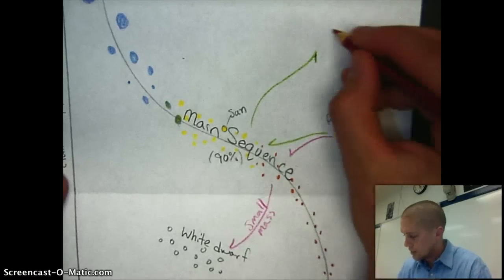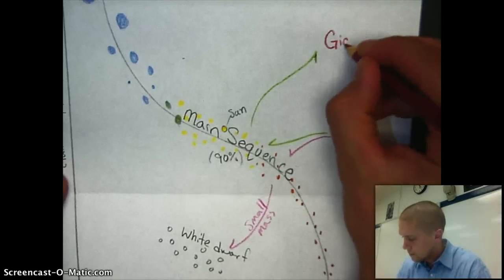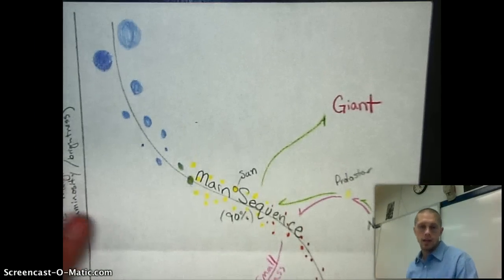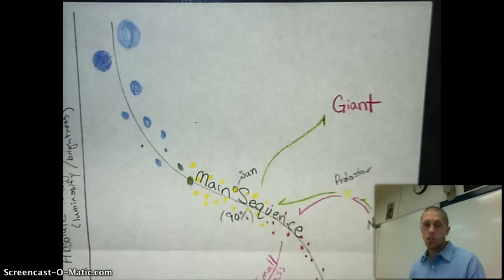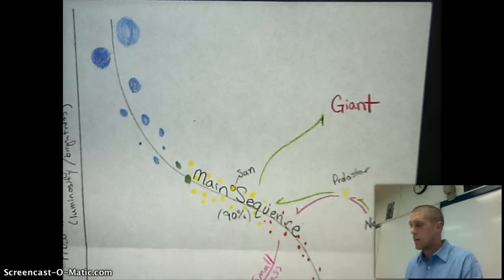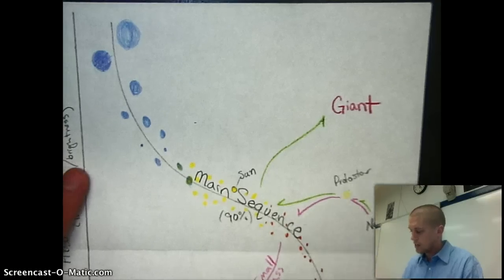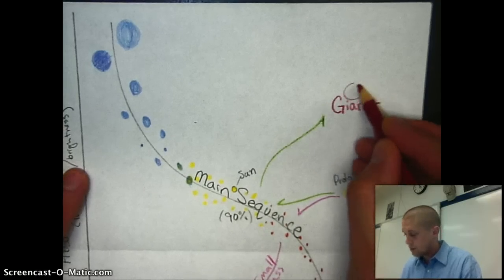These are giant stars. I wrote it in red because oftentimes they're called red giants. So a giant or a red giant. They're not all red, so I'm just going to call them giants. And they are pretty large.